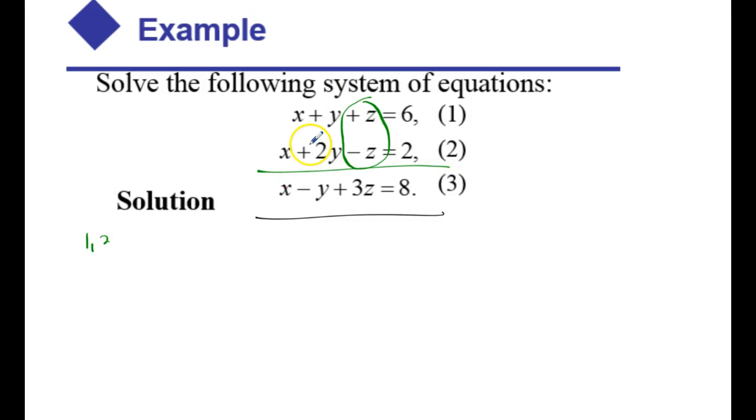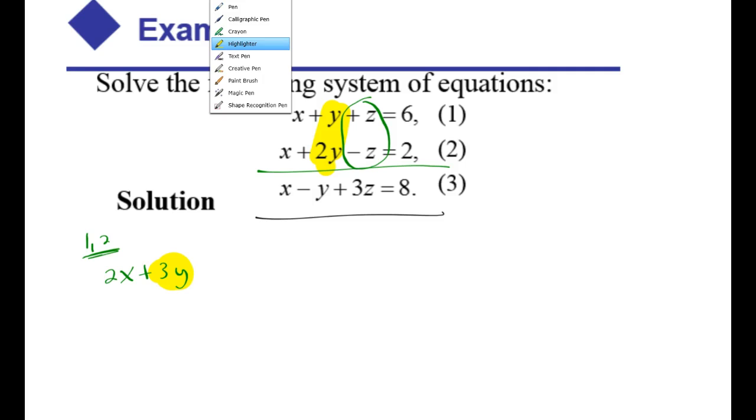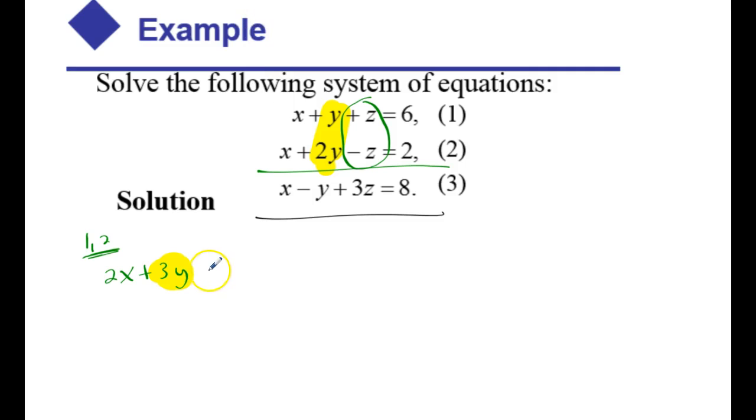And it looks like if I just add line 1 and 2, then I'll eliminate the z, which is a good thing. So I'm going to say 2x plus 3y, and again, I'm getting this 3y just by adding the y's together. The z term will drop out, and I get an 8. So I'm going to call that equation A. That came from lines 1 and 2.